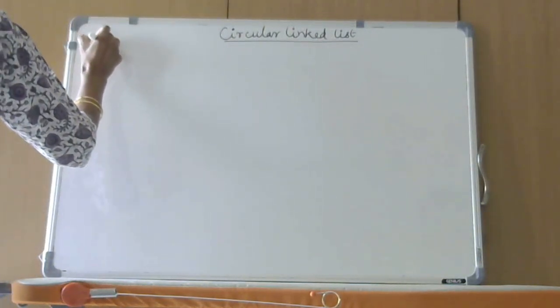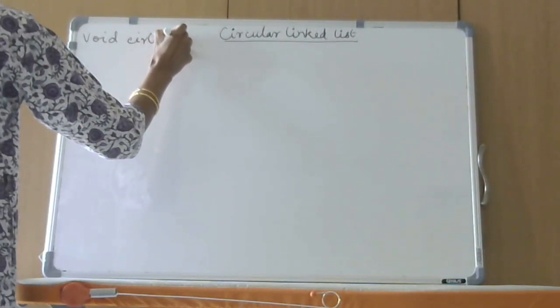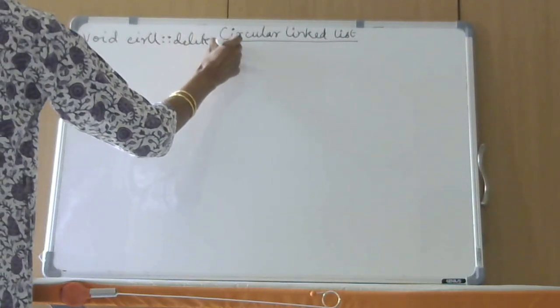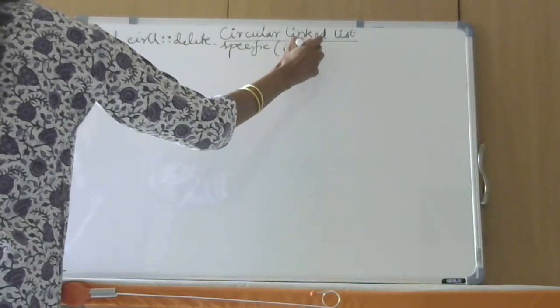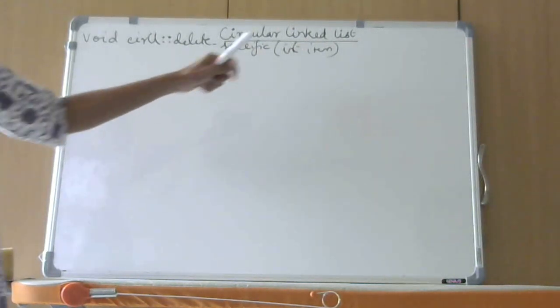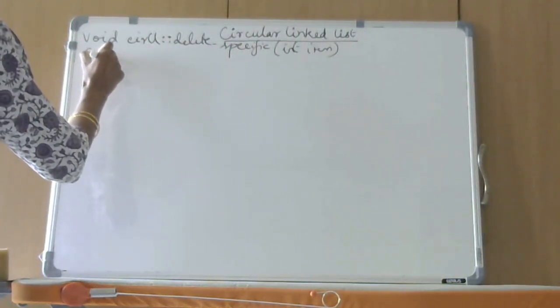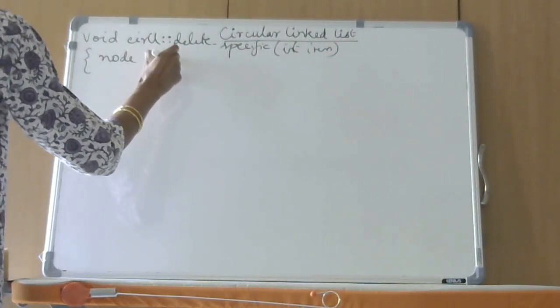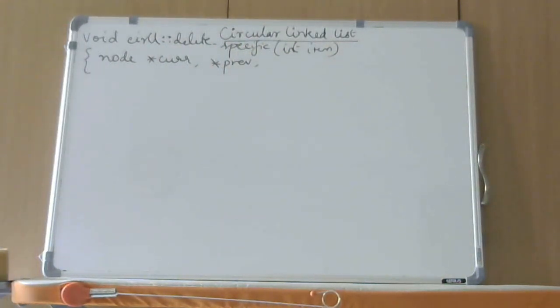So I have taken the class circular linked list, and a function void delete specific. You are going to accept the item that has to be deleted from the main function. Call this function from the main function as usual. So this item is the node that we have to delete. It could be anywhere. For this we are going to take two pointers, current and previous. These are the two pointers that I am going to take in order to do this particular operation.